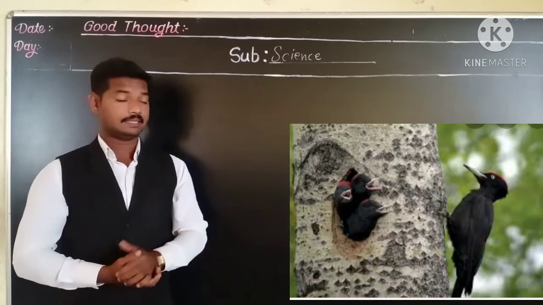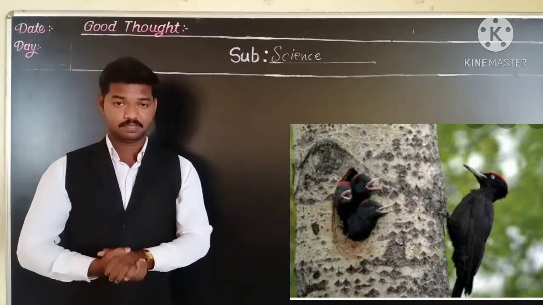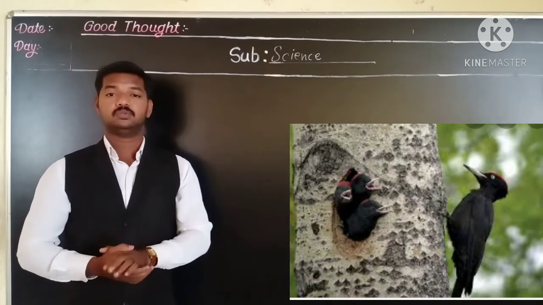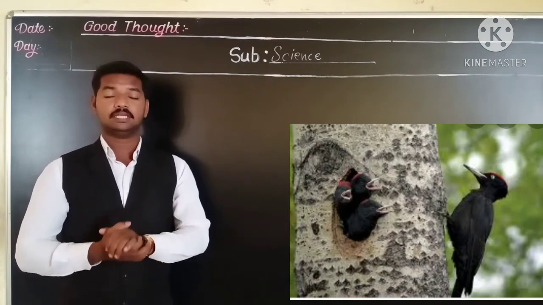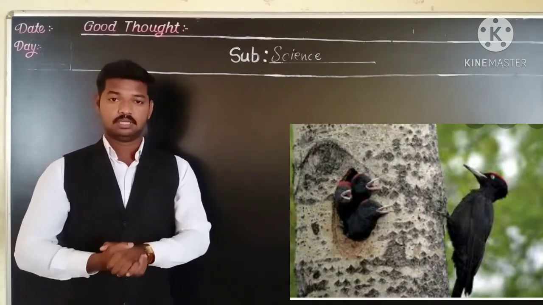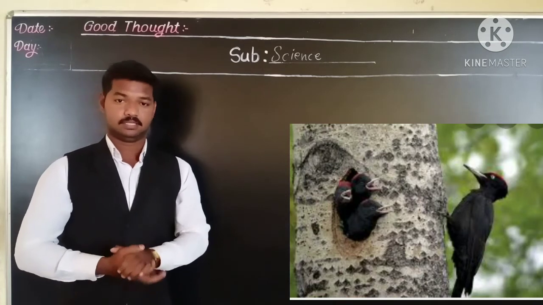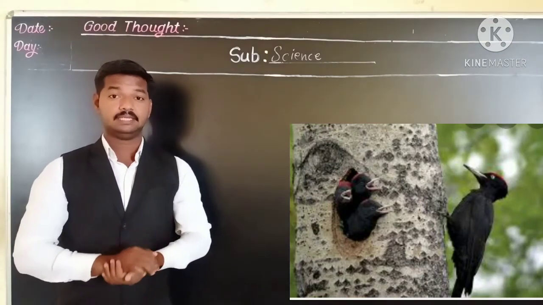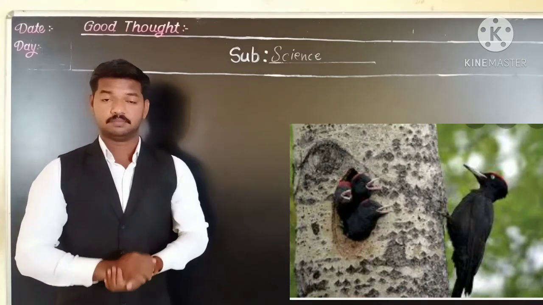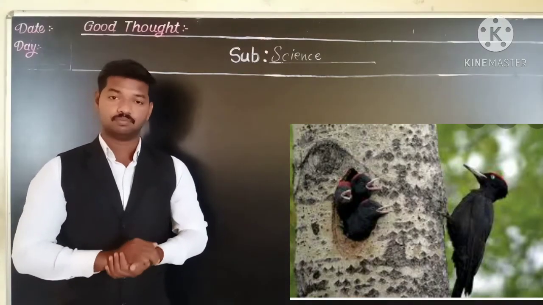Next is the woodpecker. As we have seen, the woodpecker uses its chisel-shaped beak to make a hole in a tree trunk. This hole is used as a nest. It lines the hole with wood chips to make it cozy. Cozy means what? To keep it warm.